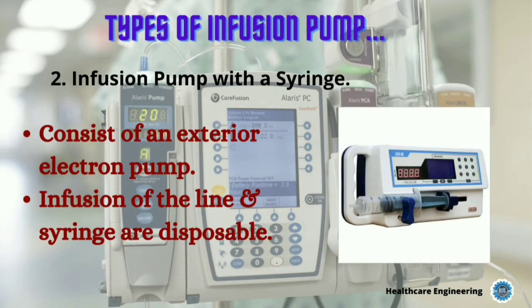Second type is infusion pumps with a syringe. The pump system consists of an exterior electronic pump. An infusion line and syringe are compatible with this system and are generally disposable. The compatible syringe is a device that meets the specifications and requirements specified in the recommendations of the manufacturer.